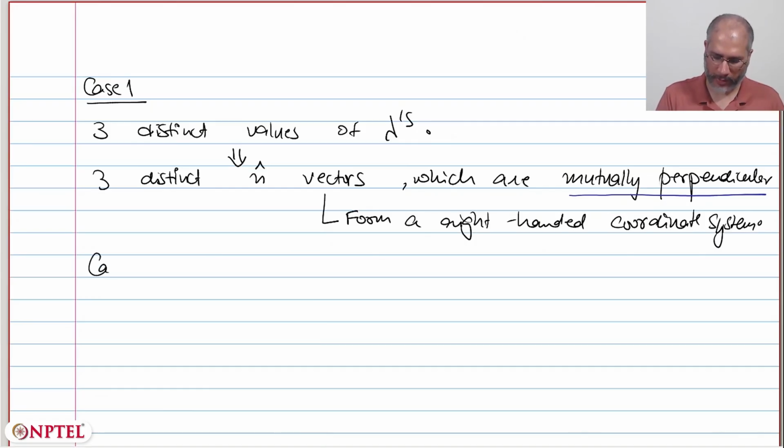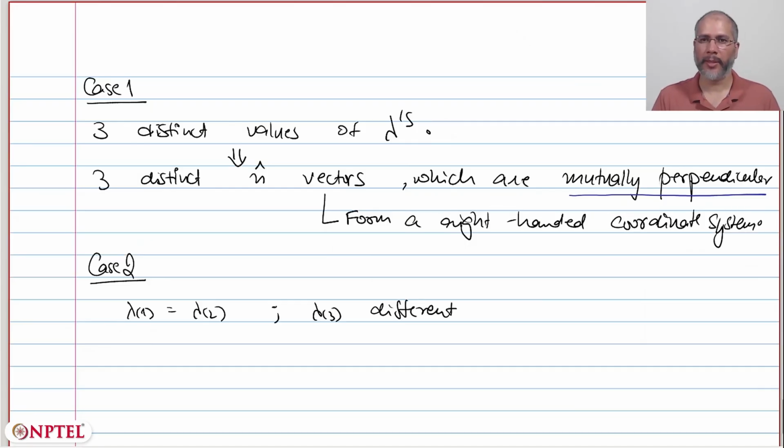Let's discuss another case. In this case, two roots of the lambda cubic equation, that is, the characteristic equation, are repeating. Let's say lambda 1 equals lambda 2 and lambda 3 is different. So you have a repeated root in the cubic equation, the characteristic equation. What happens here is that you find an n hat corresponding to the different lambda value. We'll call it n hat 3 distinct.